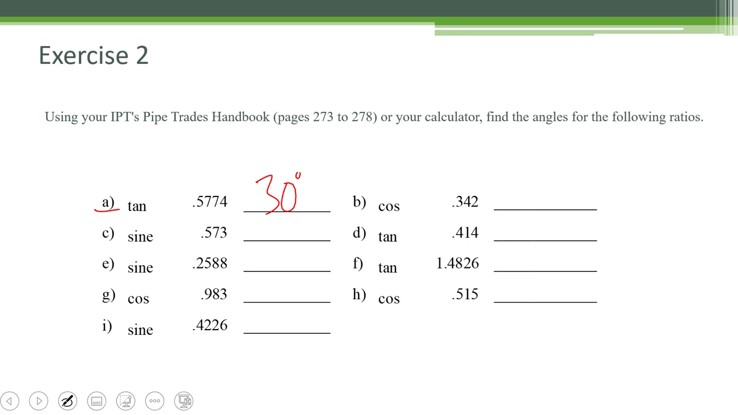I'll do cos there, so it's 0.342, and again I just go shift cos, and I should get 70 degrees. And I'll do a sine. I'll do C. So it's 0.573 shift sine, and you should get, I'm going to say 35 degrees. Okay, so that's really all there is to it. Again, I don't think I'll do all of them because it doesn't really make sense to do all of them. It's more of the same here.